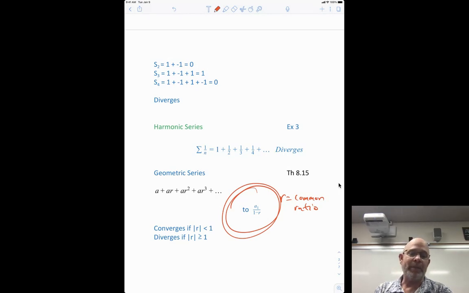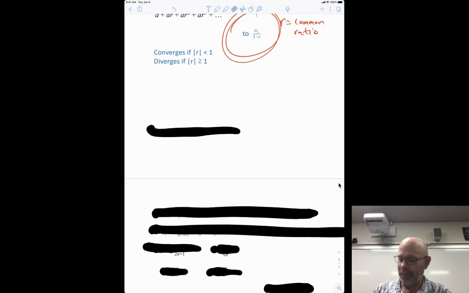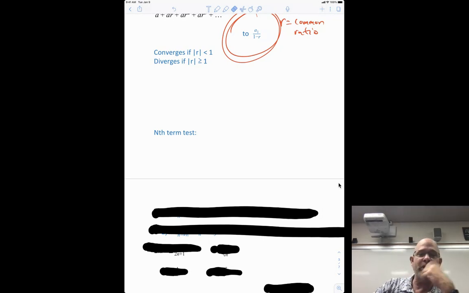So we're going to develop a bunch of tests in this chapter. So the first test that we're going to do is called the nth term test. You do need to know these tests by name. And we're going to talk about how to solve them. So here's the idea. We're trying to determine if a series converges or not.